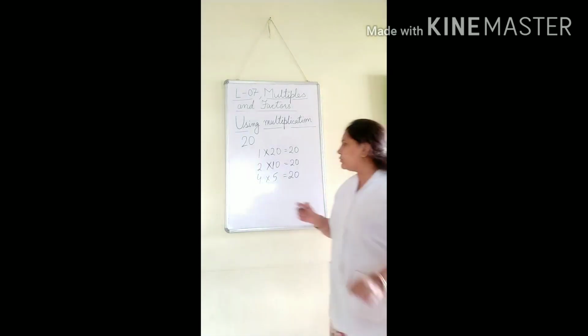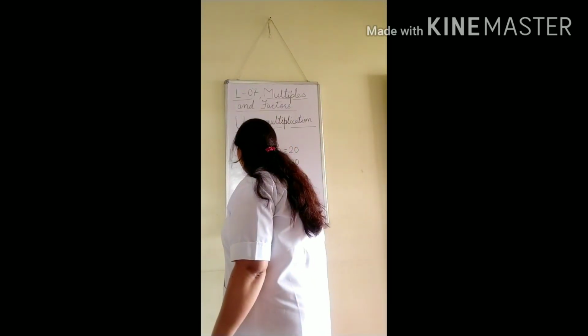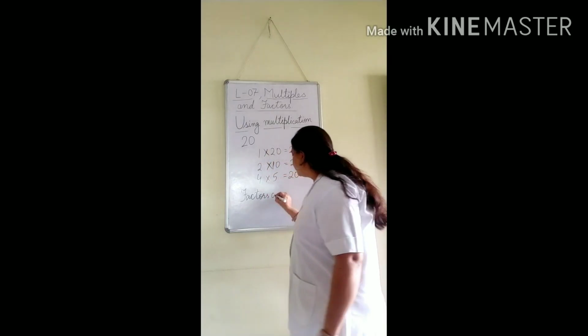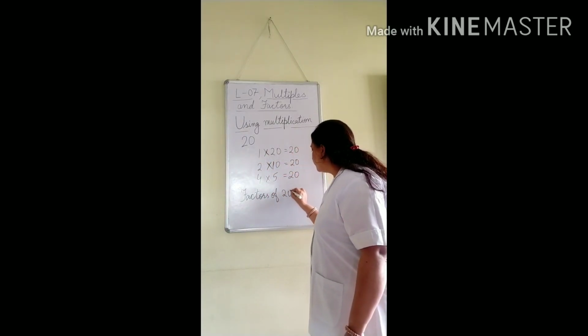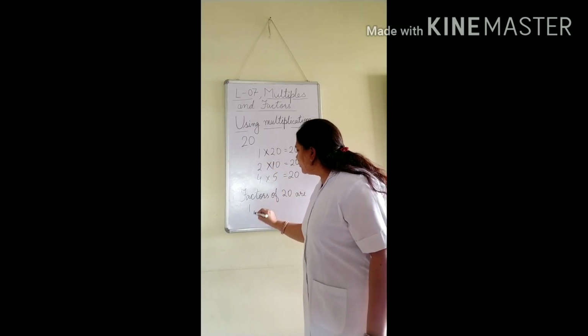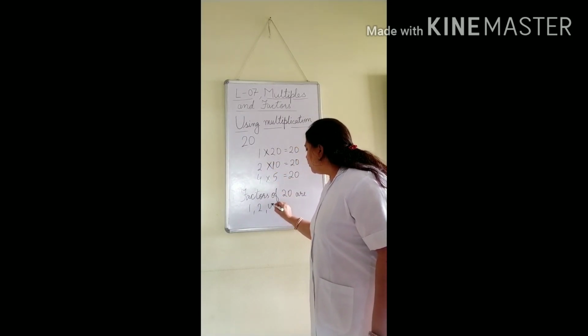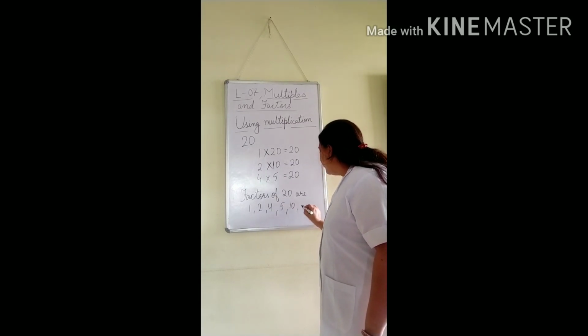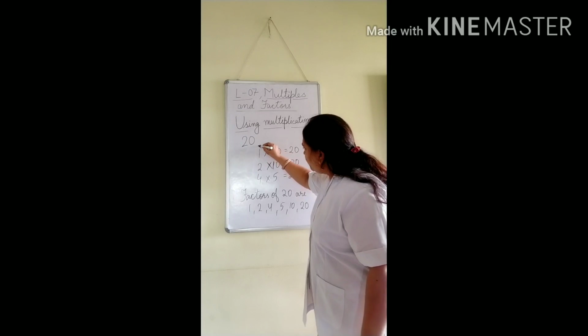Now the factors of 20 are 1, 2, 4, 5, 10 and 20. We see it from here.